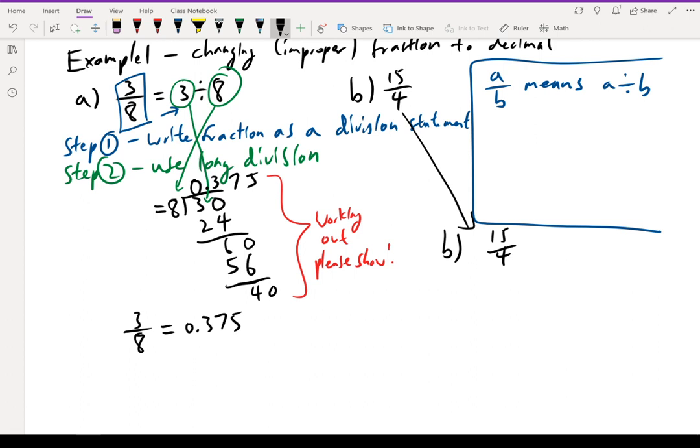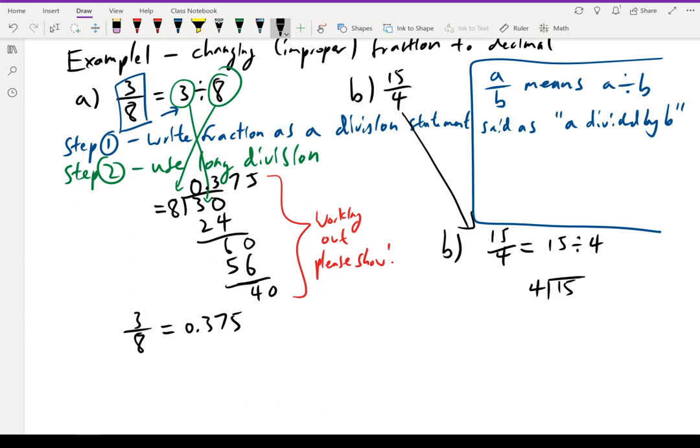If you're not sure, let me just quickly write how to say it. It is said as A divided by B. So that's just in case you do not know how to say this. A divided by B. 15 divided by 4. And then step 2, you write it out as a long division. So we have 15 divided by 4.